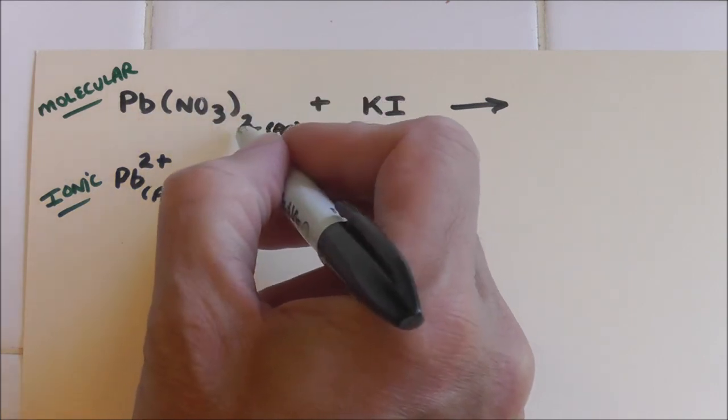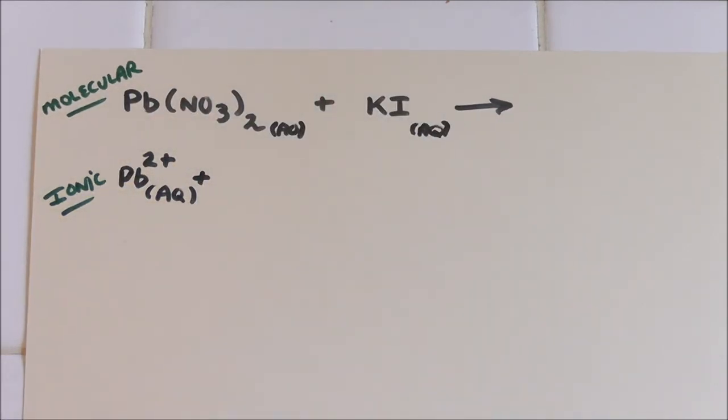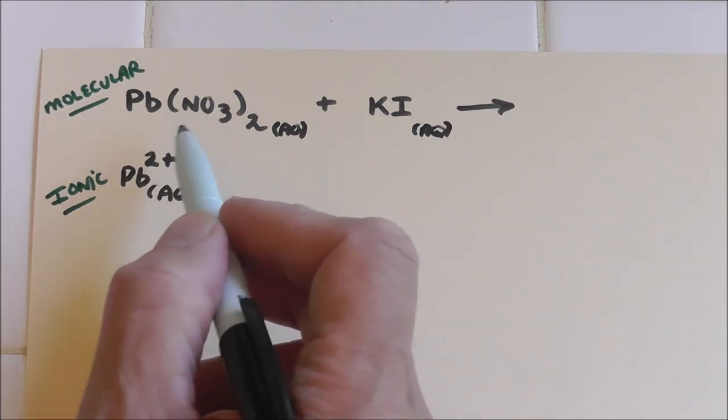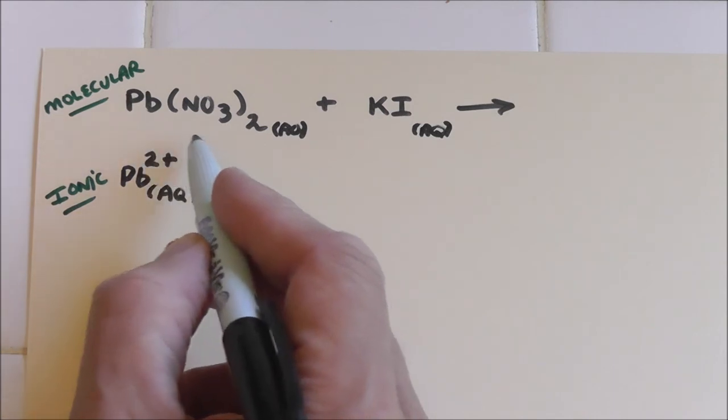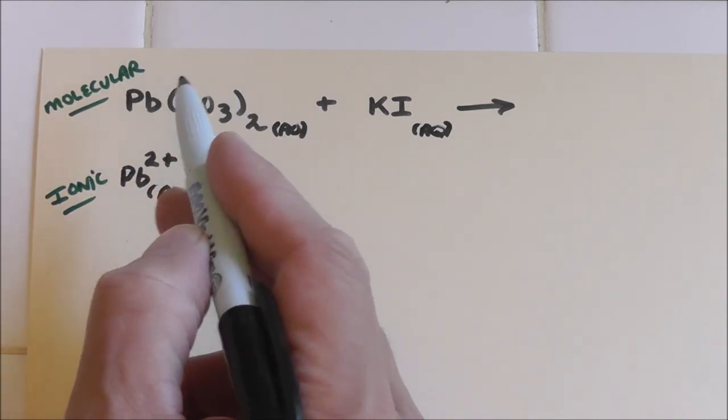This particular formula, when it hits water, breaks into 3 pieces. That's because there's 2 nitrates and 1 lead. And so this is kind of like what we were talking about, taking the ion charges and making the formula.